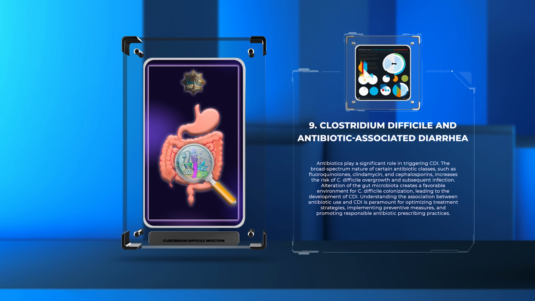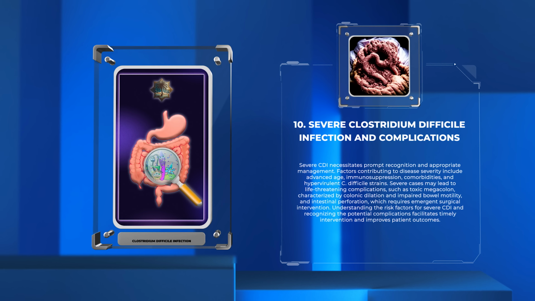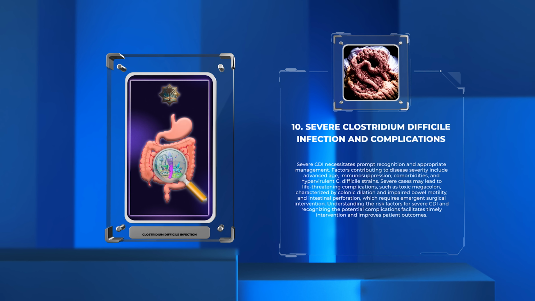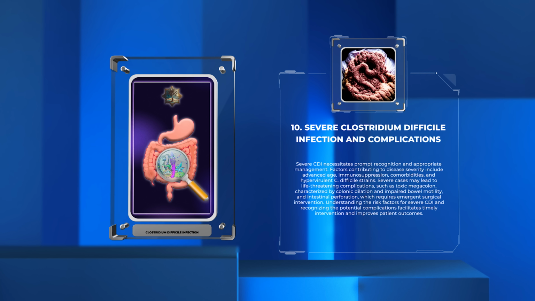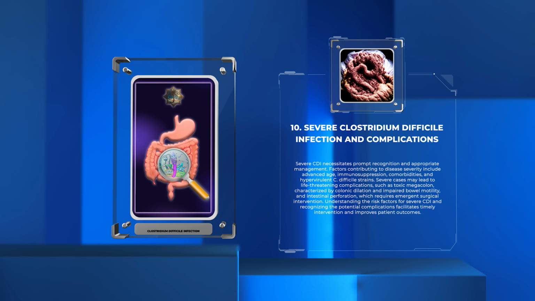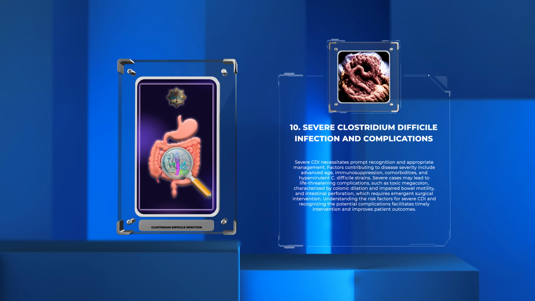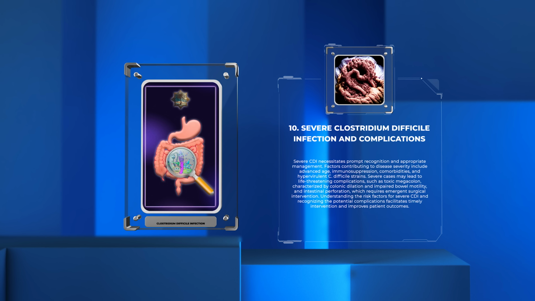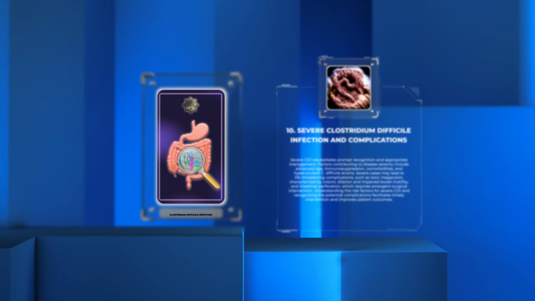Severe CDI necessitates prompt recognition and appropriate management. Factors contributing to disease severity include advanced age, immunosuppression, comorbidities, and hypervirulent C. difficile strains. Severe cases may lead to life-threatening complications, such as toxic megacolon, characterized by colonic dilation and impaired bowel motility, and intestinal perforation, which requires emergent surgical intervention. Understanding the risk factors for severe CDI and recognizing the potential complications facilitates timely intervention and improves patient outcomes.